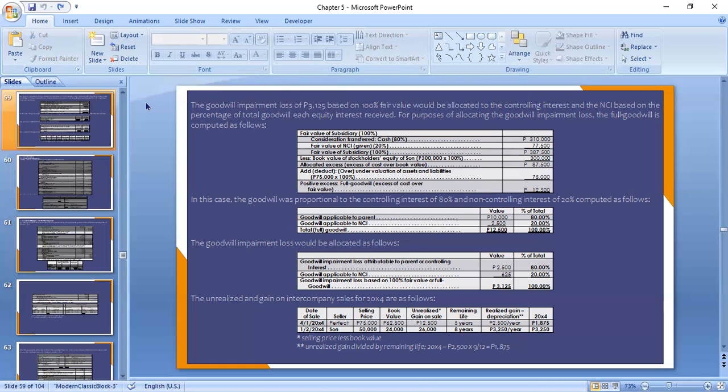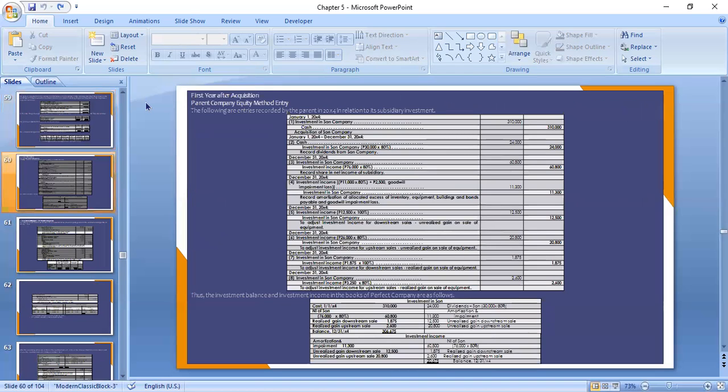So we have now the unrealized gain on intercompany sale for 20x4, April 1, 20x4, and January 2, 20x4, for the selling price, the book value, the unrealized gain on sale, and the remaining life. So we have the realized gain in 20x4, we have 1,875 and 3,250.